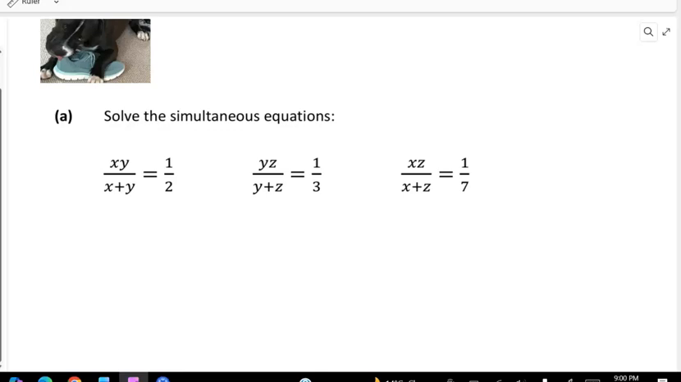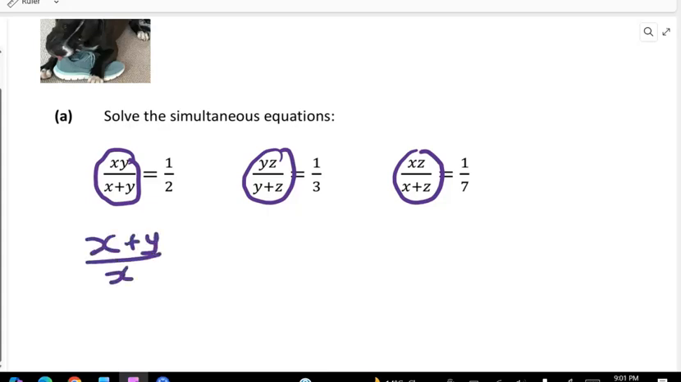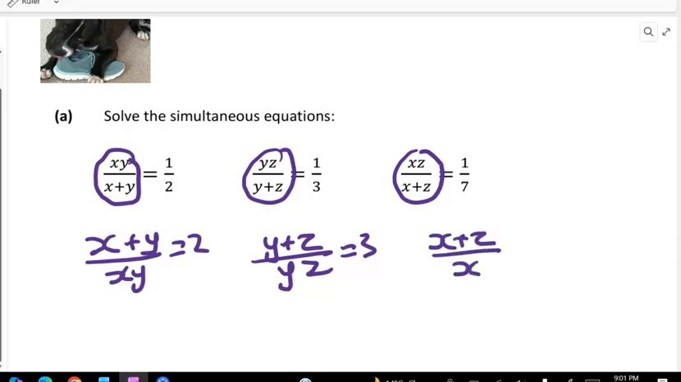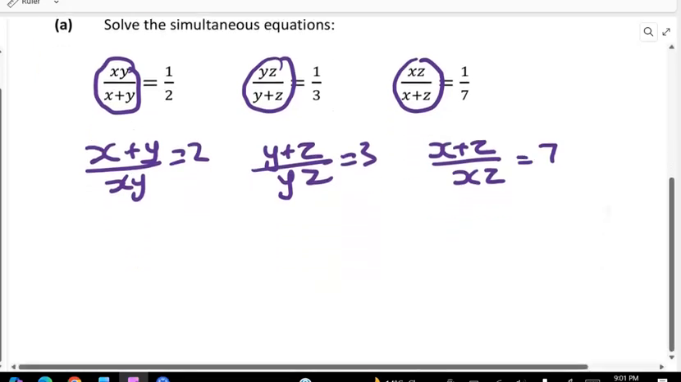Or we can look at them and see that, well, they're all 1 over something. And then if you think about what's going to happen if we take the reciprocal of each thing, then we get something really nice. So let's just see what happens. We've got x plus y over xy is equal to 2. y plus z over yz is equal to 3, and x plus z over xz is equal to 7. So to start with, it doesn't look like we've made much progress, but now let's see how we can fix up the left-hand side of each one.